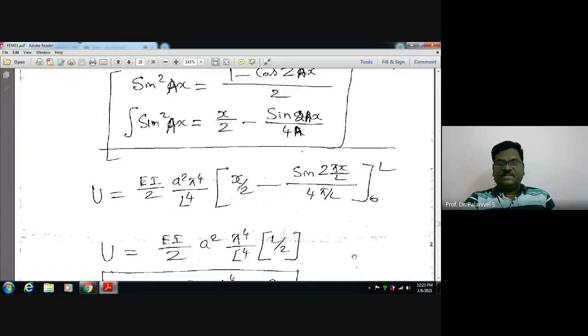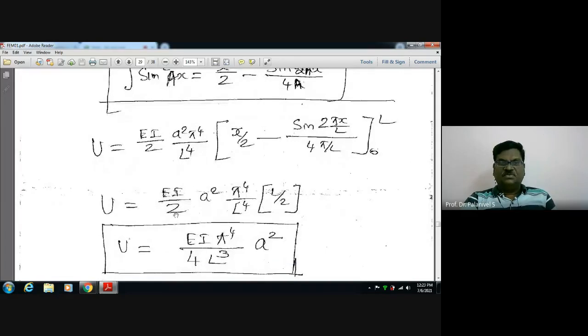So for U equal to EI by 2 into a square pi power 4 L power 4 into, apply the upper limit and lower limit. First apply the upper limit, L by 2. Here this L gets cancelled, so it becomes sin 2 pi, and sin n pi is 0, so this value becomes 0. Only L by 2 is there. Next, if you apply the lower limit x equal to 0, if you substitute 0 here, it is 0. That's why L by 2 alone is there.